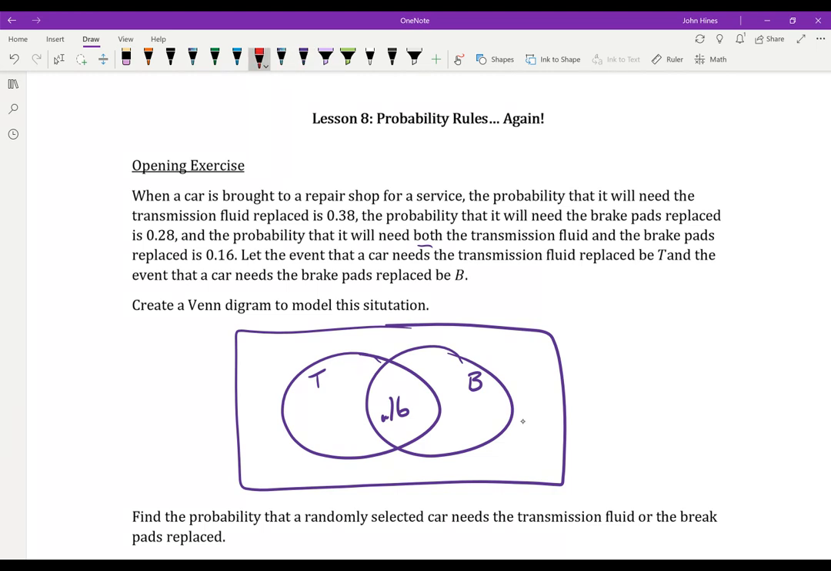But remember, I can't put the transmission fluid 0.38 in this circle. I know this entire circle here is 0.38, and I know this entire circle here, the brake circle, is 0.28. We have to use subtraction to figure out how big those gibbous moons are. So 0.38 minus 0.16 gives me 0.22, and 0.28 minus 0.16 gives me 0.12.